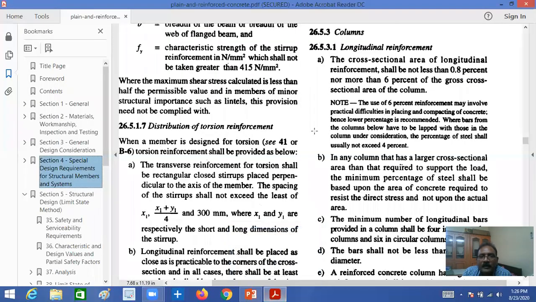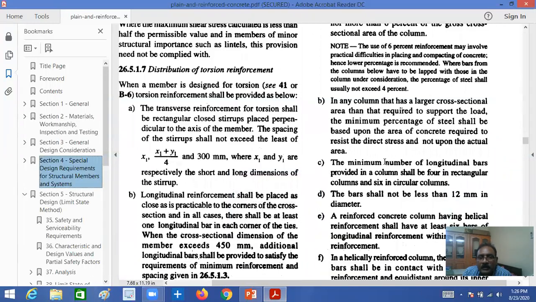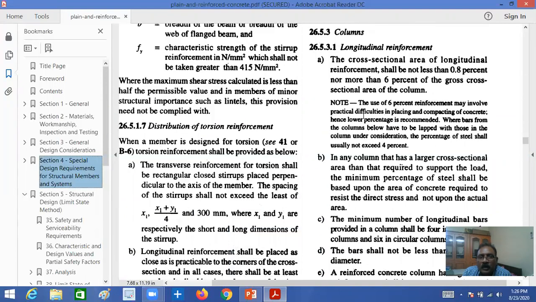If you see here in columns, longitudinal reinforcement, clause 26.5.3. You will get a short question, and sometimes 5 marks or 10 marks questions will come: what are the codal provisions for column reinforcement? For longitudinal reinforcement, these are the conditions. First one is 0.8% minimum and maximum is 6%.